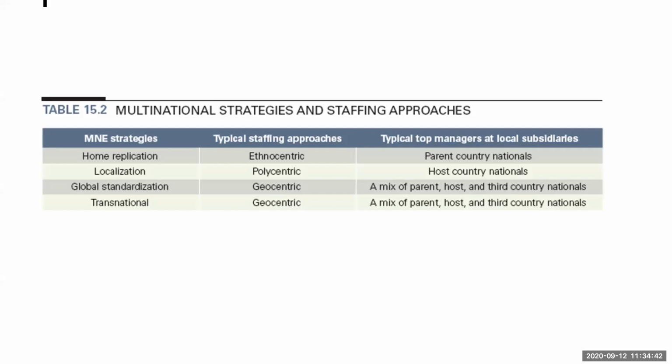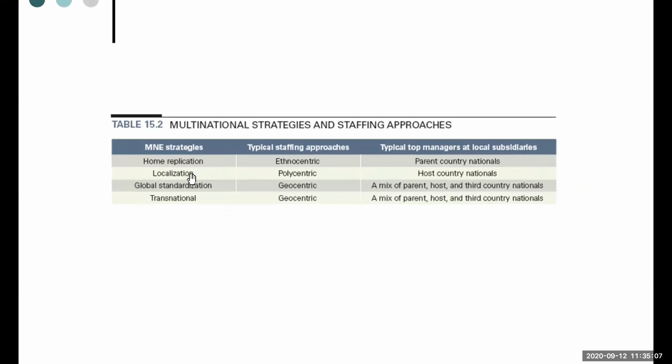diversity per se. Localization is polycentric because you want local people to take control of the business and you want local products, services. Global and transnational would be a mix, right? So generally it would be either geocentric or polycentric. Ethnocentric, there might be scenarios, but because many strategies are now more focused on localization or maybe transnational, that's where we see more polycentric or geocentric kind of staffing.